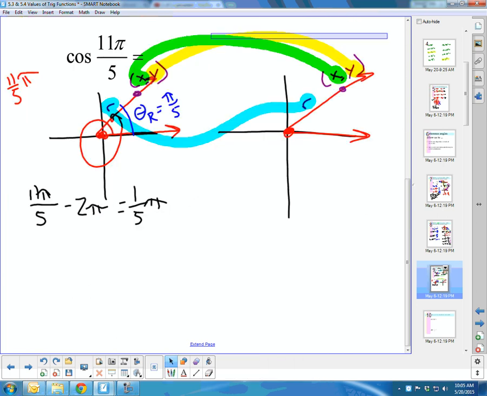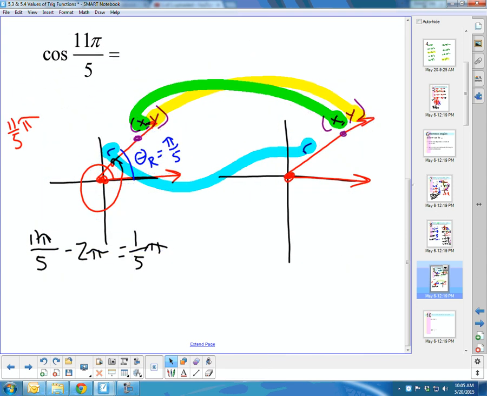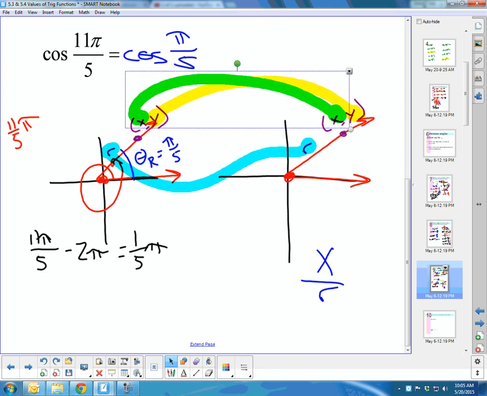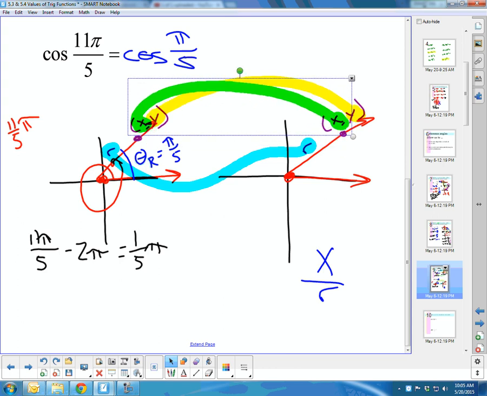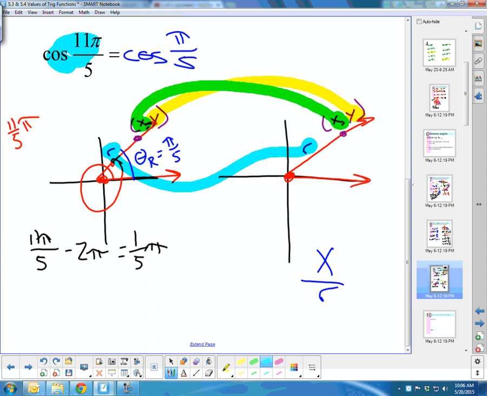So in this particular case, I'm going to slide some of this out of the way here. Leave a little bit of space. Sorry about that. So it's going to be exactly the same. So I can say that cosine of 11 pi over 5 is going to be exactly equal to cosine of pi over 5, cosine being defined as x over r. These two angles, 11 pi over 5 and 1 pi over 5, have the same exact x-coordinate. They have the same exact radius. So those two functions are going to have the same exact output.